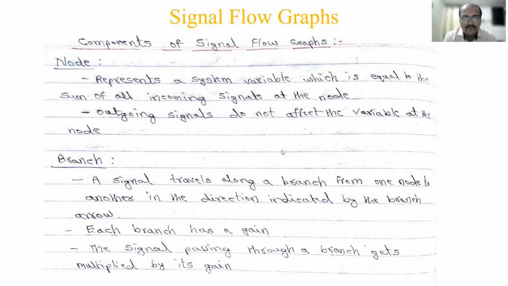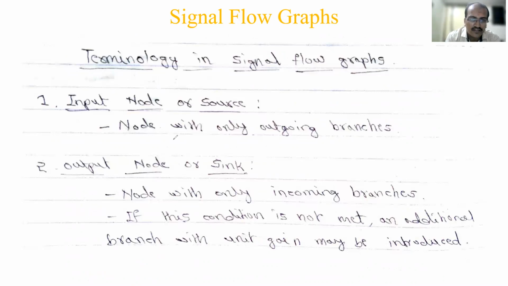The first terminology is input node, also called source. The input node, in the previous example, is U. It is a node with only outgoing branches. Did you see any incoming branches at U? No, right? It is only outgoing. That's why its algebraic sum is not written. Only E, B, Y we have written, because U does not have any incoming branches. If any node has only outgoing branches, we call it a source, or just an input node. Simple, right?